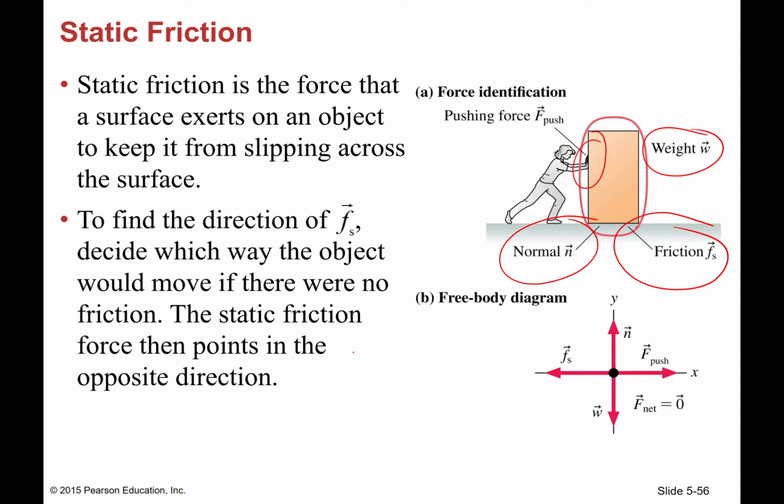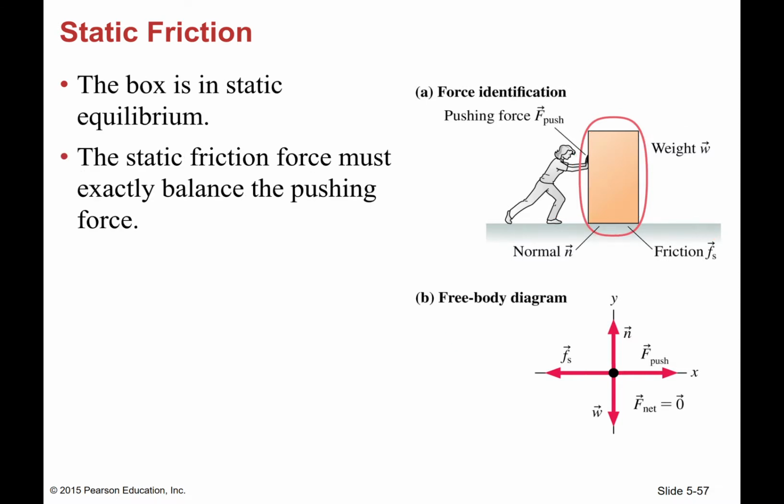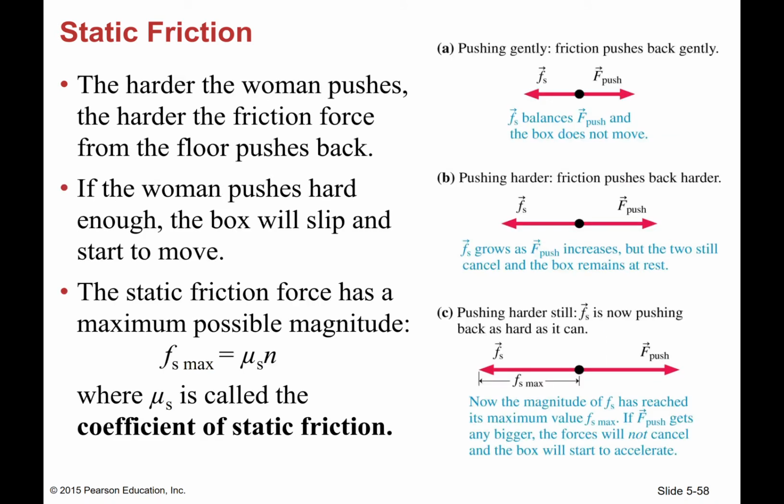That maximum is equal to a number that we call mu s, which is the coefficient of static friction, times the normal force. This is only true at the point just before the box starts to move. So this is the maximum static friction that you reach just before you start to move.